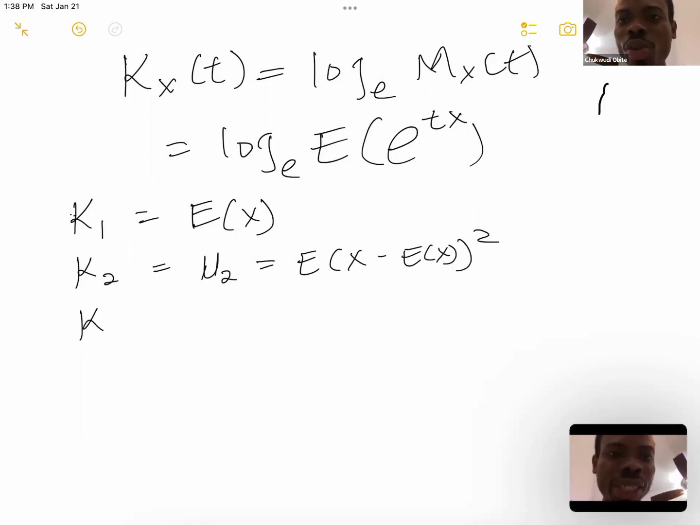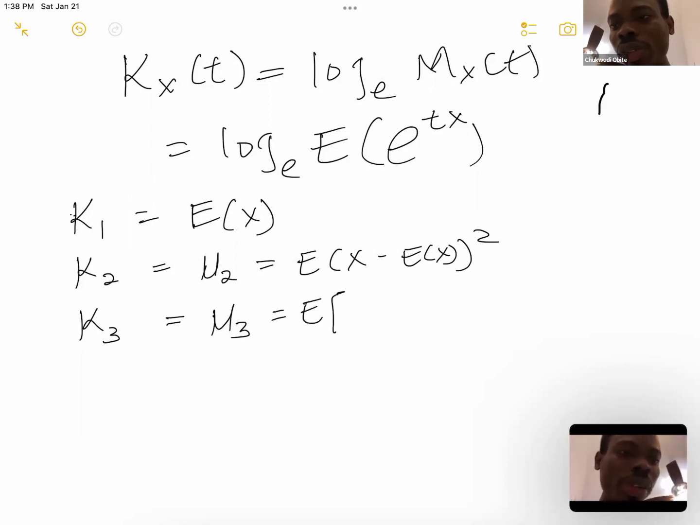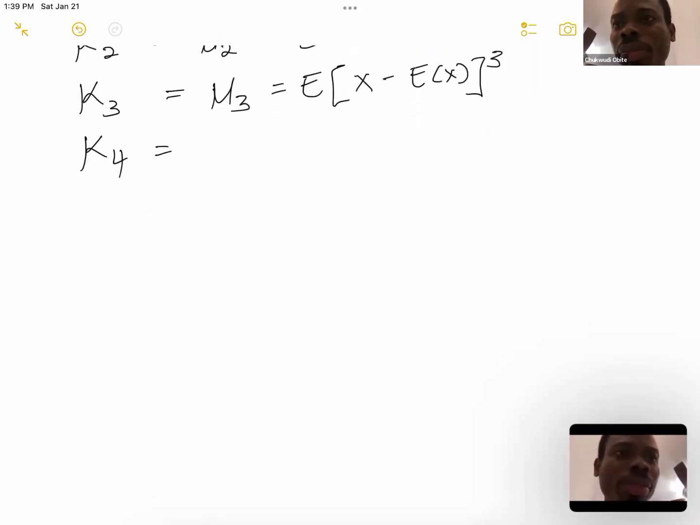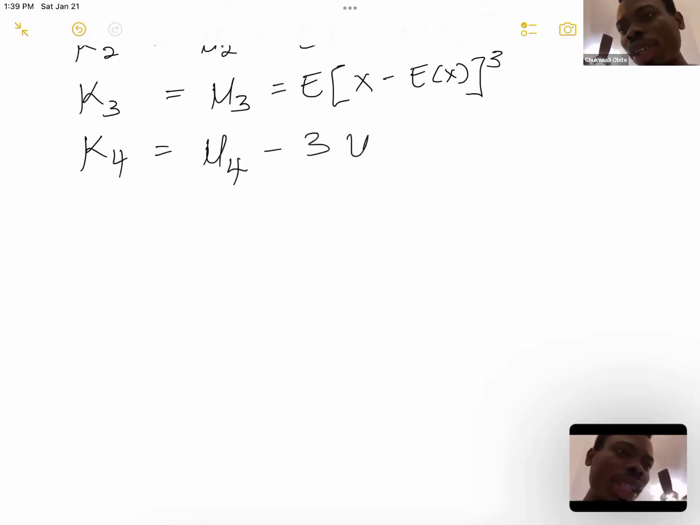If you differentiate the cumulant generating function the 3rd time, after differentiating, you have to equate t to 0. So if you differentiate it the 3rd time and equate t to 0, you will get the 3rd moment about its mean, which is similar to the expected value of (X minus the expected value of X) all raised to power 3. If you differentiate the 4th time, you will get the 4th moment about its mean minus 3 times the 2nd moment about its mean all squared. And this is equivalent to (X minus the expected value of X) all raised to power 4.